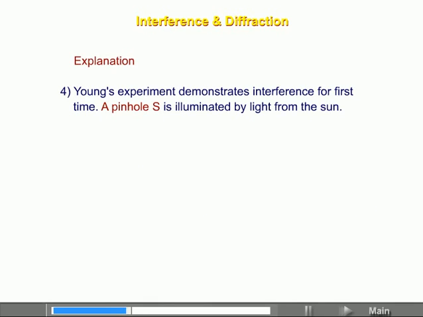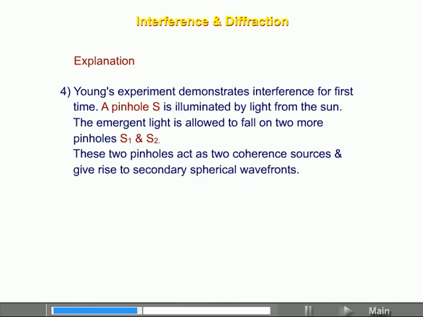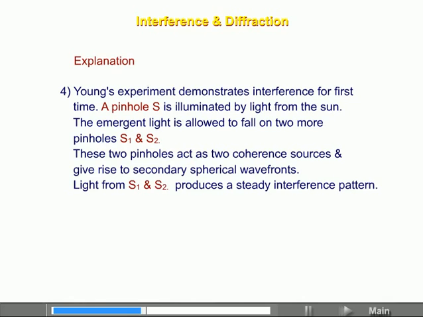Young's experiment demonstrates interference for first time. A pinhole S is illuminated by light from the sun. The emergent light is allowed to fall on two more pinholes, S1 and S2. These two pinholes act as two coherent sources and give rise to secondary spherical wavefronts. Light from S1 and S2 produces a steady interference pattern.